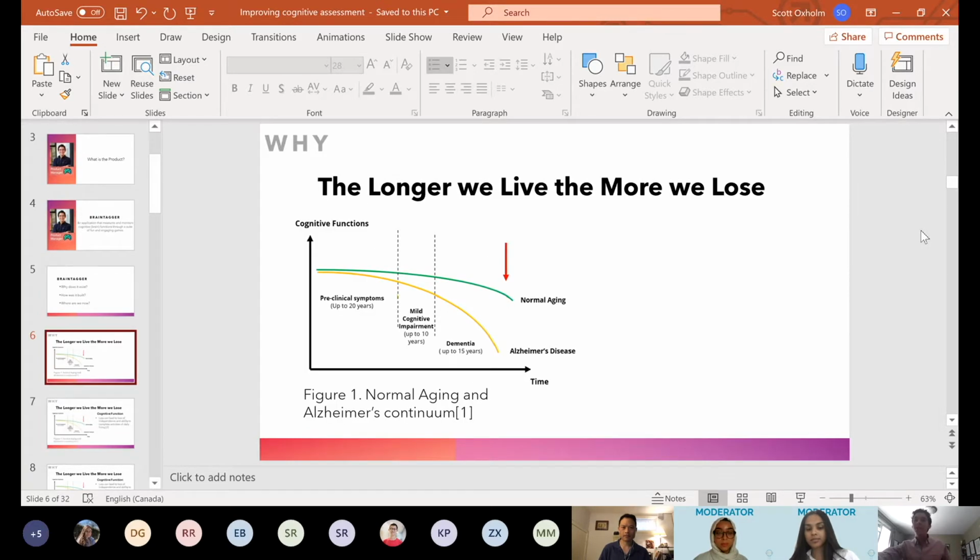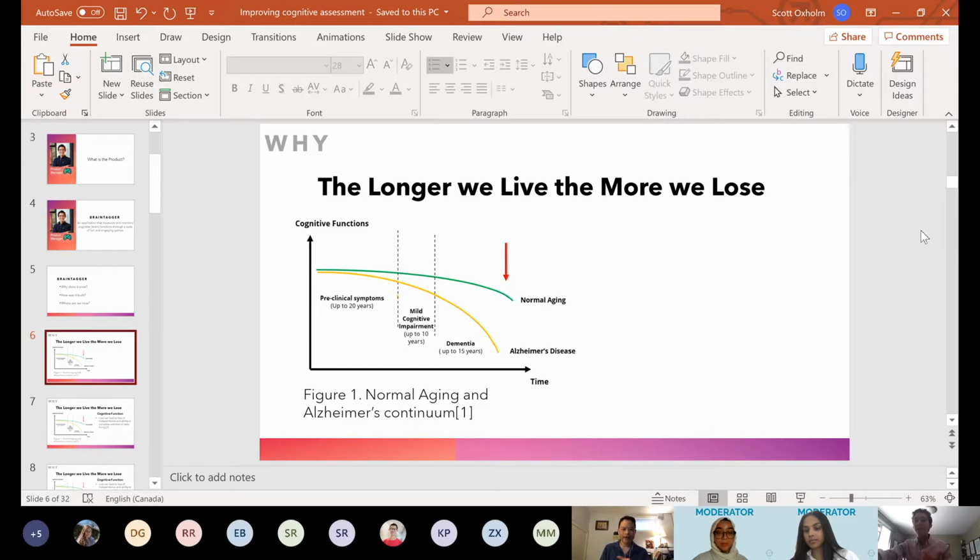So jumping into it, the longer we live, the more we lose. It's a little bit of a scary title. So let me go a little bit deeper into it. You see on this diagram that I've included, we have cognitive functions on the y-axis and we have time on the x. So cognitive function is connected with age, and naturally as we age, it's normal for our cognitive function to decline, and you can see that in the green line that I've pointed an arrow towards. However, if you look at the yellow line that I've also included, representing Alzheimer's disease, which is a subset of dementia, we're seeing this rapid decline in cognitive function.